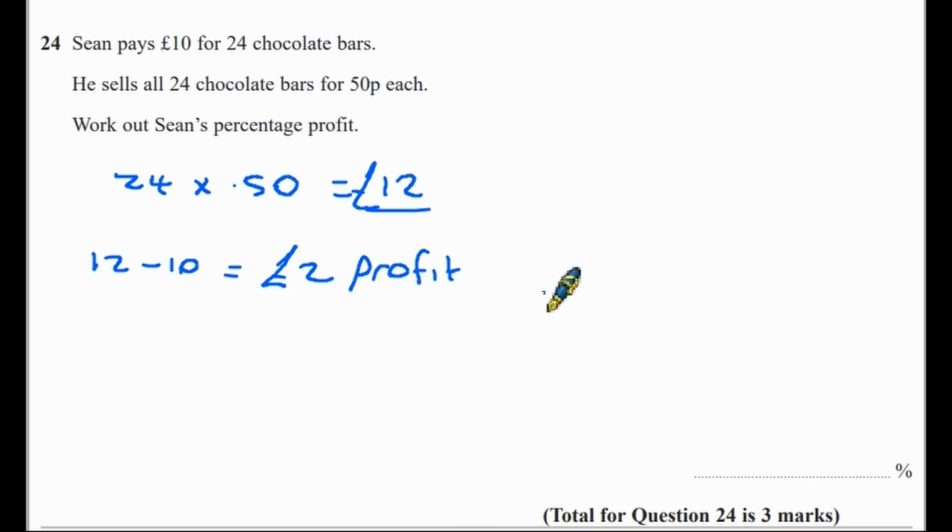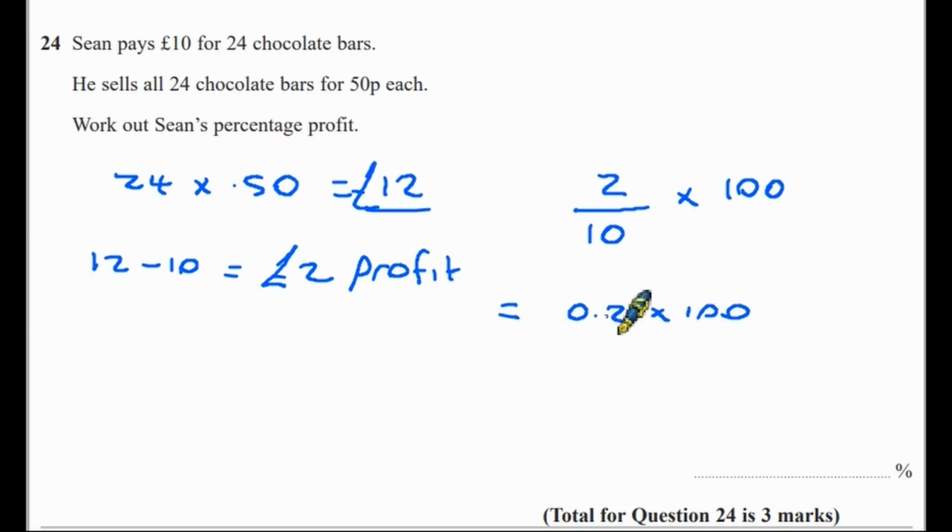We need to work that out as a percentage. So to work the percentage, we take the difference between the sale and the purchase price, so that's £2. We divide that by the original price, which is £10, and then we multiply by 100 to find the percentage. 2 divided by 10 is 0.2 times 100, and 0.2 times 100 means we move the decimal place 2 points to the right, which gives us 20. So the percentage profit is 20%.